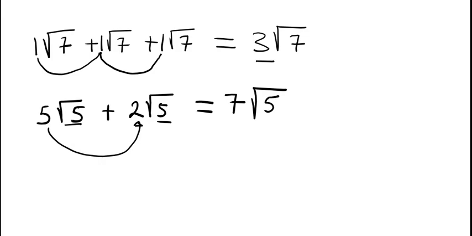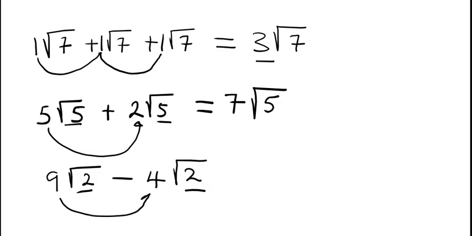Let's look at another simple example also. We have 9 root 2 minus 4 root 2. In this example, you can see that we have similar surds: root 2 and root 2. Therefore, what we're going to do is subtract 4 from 9, those numbers that are outside the roots. 9 minus 4 will give you 5. Then you have your root 2. This becomes your answer.